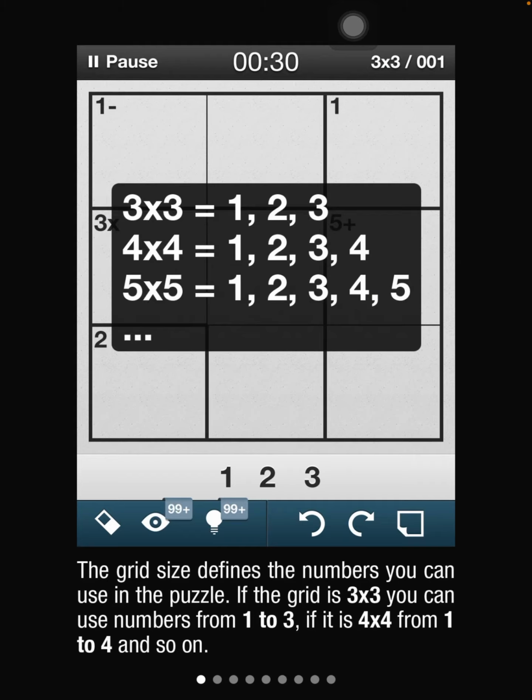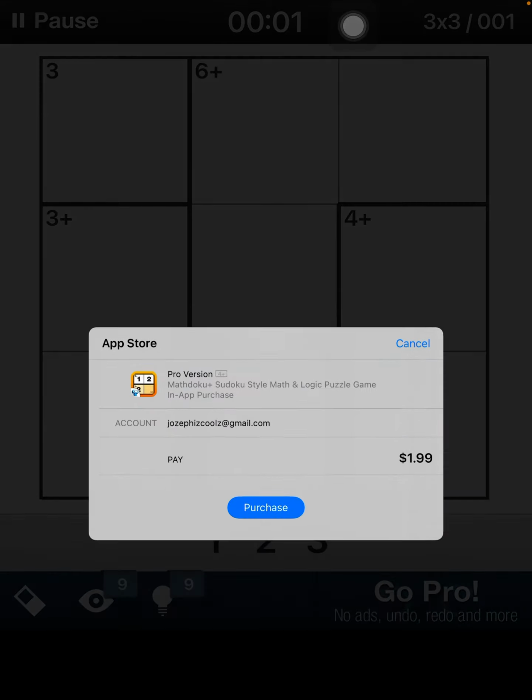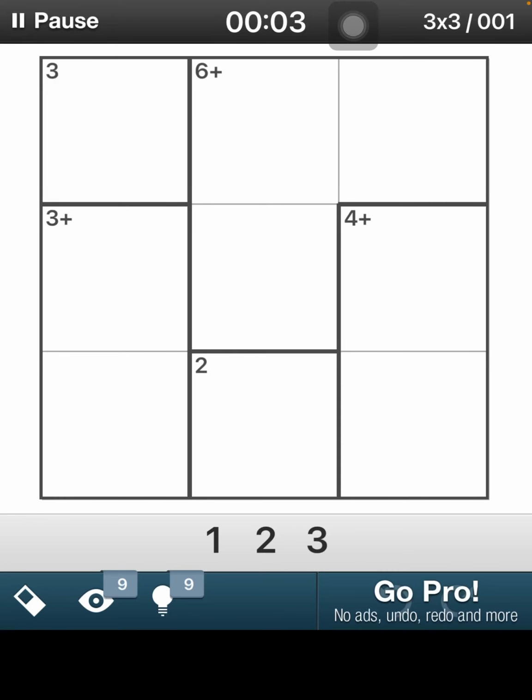So here's the rules. I'll let you know as I go along. So, like, here's the board. This square up here, I know that's a 3 because it's one square with no operations, and the 3 up in the corner tells me what it is. 2 is obviously 2.